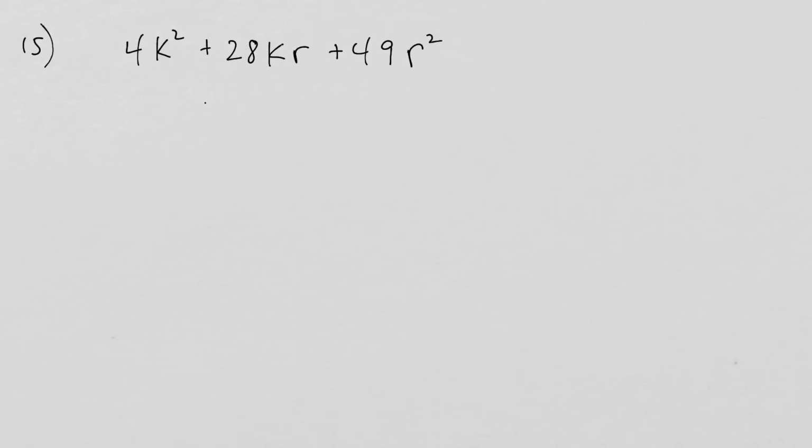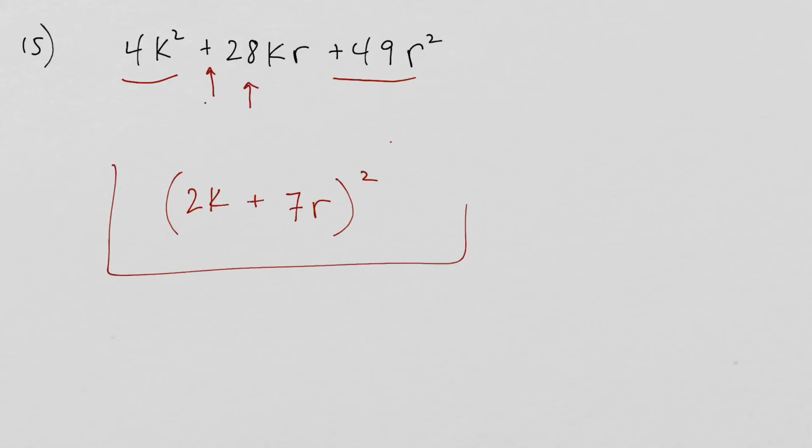All right, here, notice that this is a perfect square and this is a perfect square. So I think this is probably a perfect square. I'll put the square root of the first item here and the square root of the second item here. I'll put this sign in between them, but then I'm going to double check my middle term. Twice the product of these two things. So twice the product is 14kr, twice that is 28kr, so this is the answer.